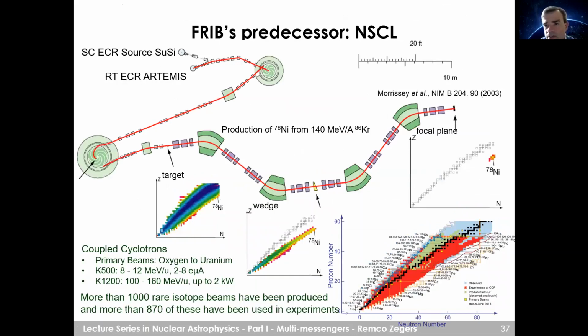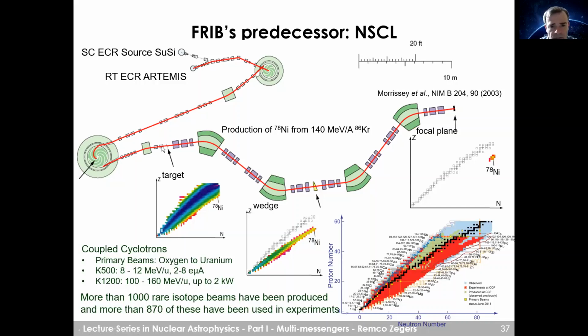Currently, we're operating the National Superconducting Cyclotron Laboratory, and it does basically the same thing, but the beam is not as powerful as what we have from FRIB. But this just gives you an overview. These are two cyclotrons. They create beams of particles. And in the case of NSCL, these particles travel at about 40% of the speed of light.